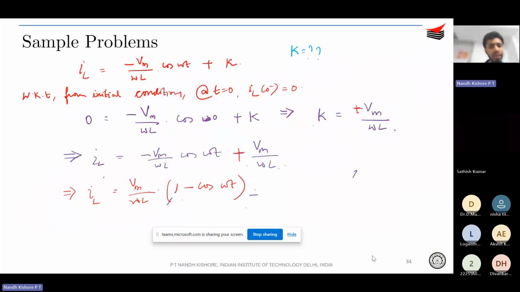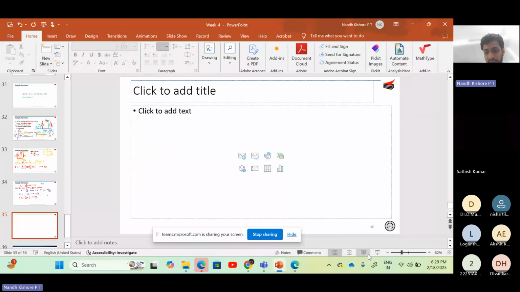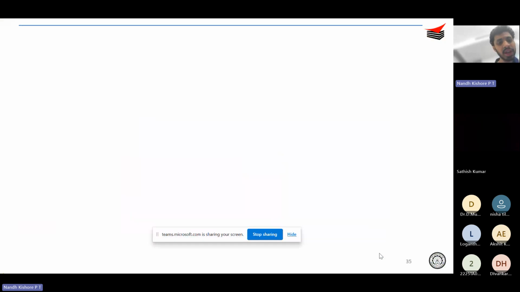So we just substituted the initial conditions. We found out what is the constant of proportionality, or what is K. Now I have what is my IL. So with this information, I can go ahead and plot how my IL will look like. Then if I know what is IL, I know the conduction angle of the diode, correct?